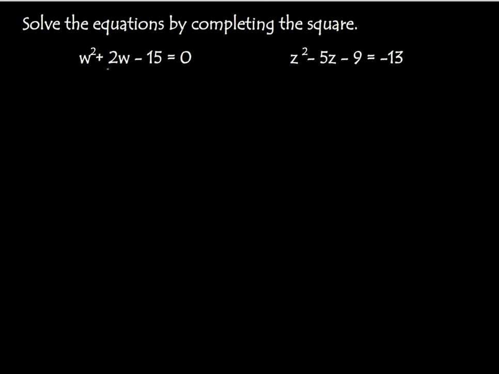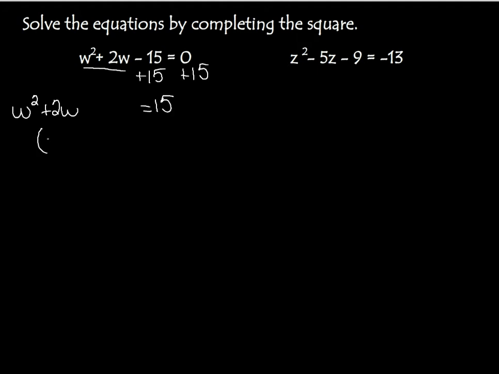So let's look at the first one. I want to get this part by itself. So I'm going to add 15 to both sides. That gives me w squared plus 2w, now I leave a big space here, equals 15.